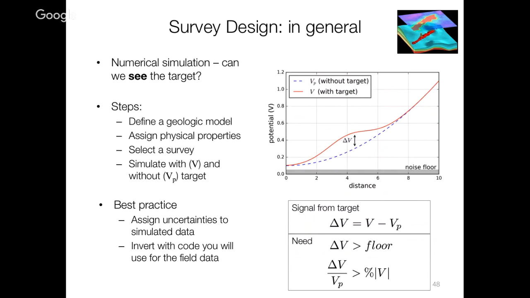Then you assign physical properties to every unit. Then you select a survey. So just hypothesize, okay, I'm going to put a current in here, and I'm going to take some measurements someplace. Simulate the data with the target and without. So without the target, it might look like this. With the target, it looks like that. And now you've got some change here in the data.